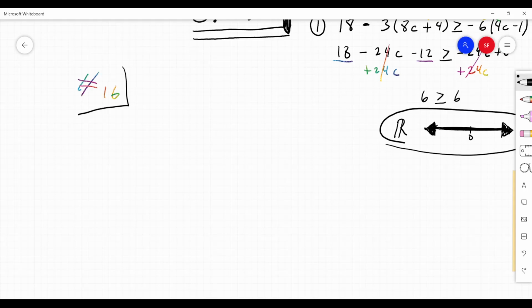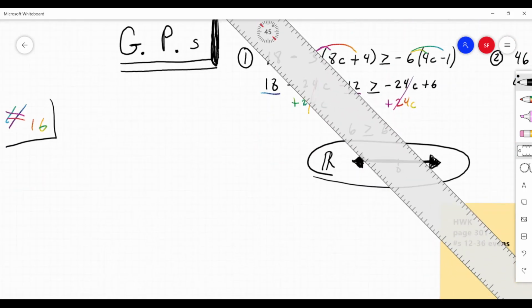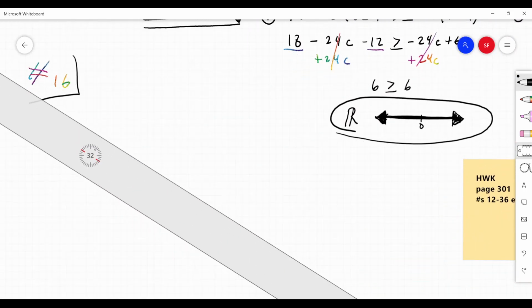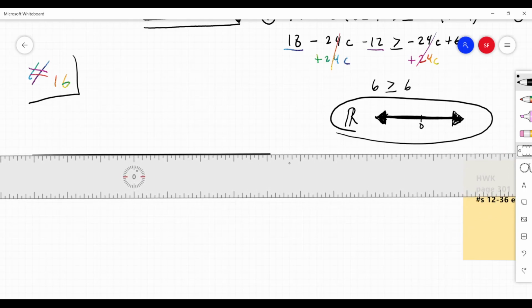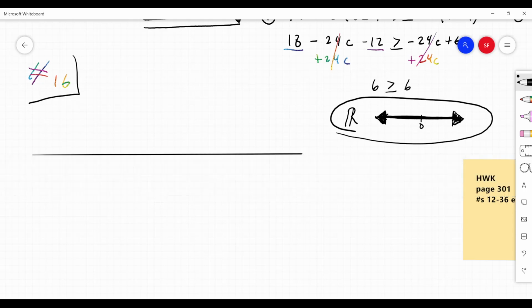Graph should have looked, stop it. This, and let's see, 16 was, B is great, oh no, LOL JK. It's greater than 1, is that right? Yeah. Greater than or equal to 1, so it should have looked like this.